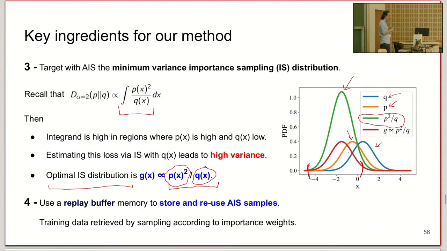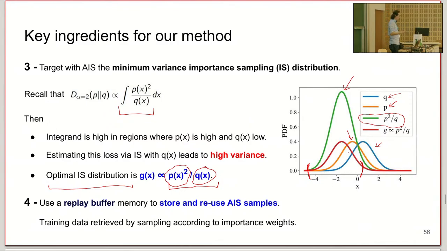And there is something else there. We use a replay buffer so that you don't throw away samples. You sample from your flow, you improve those samples with annealed importance sampling, and that's expensive. If you throw away those samples, then you are throwing away useful information. You could just keep them in a memory and resample the data from that.